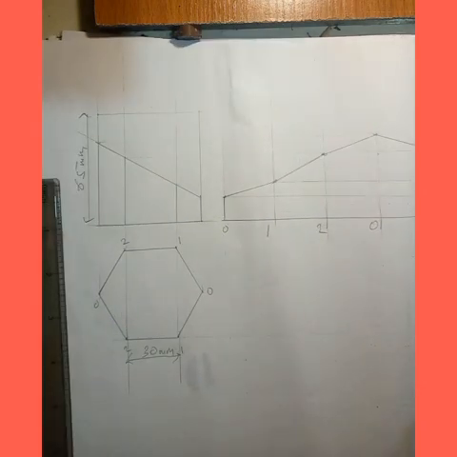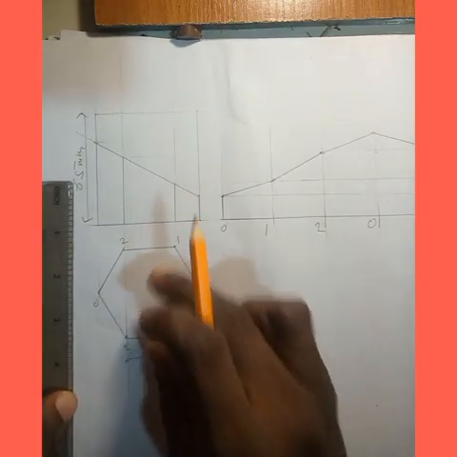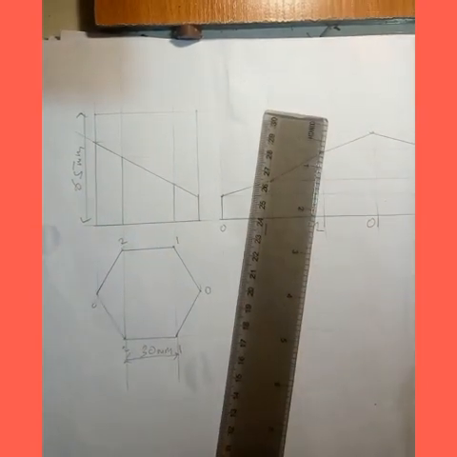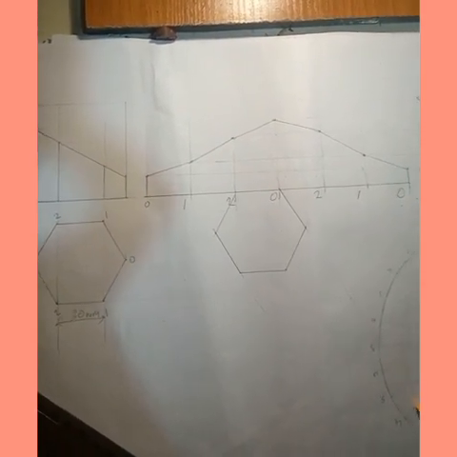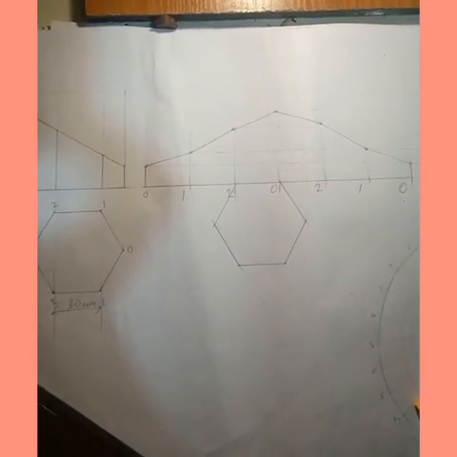So don't forget, the question says including the base of the prism. So it means you need to construct this plan at the base here. So this is the base of the prism. As you can see, that's the base of the prism. So the dimensions are there. The front view, the plan, and then the development have been done successfully.